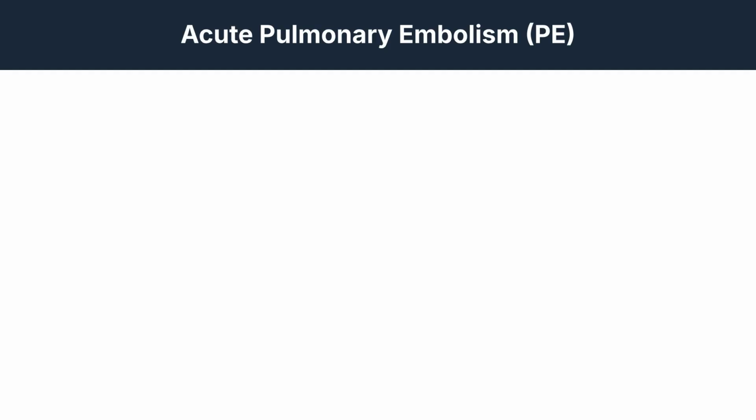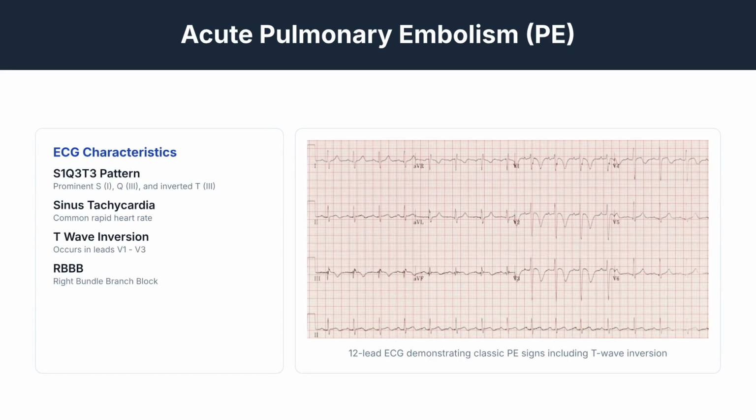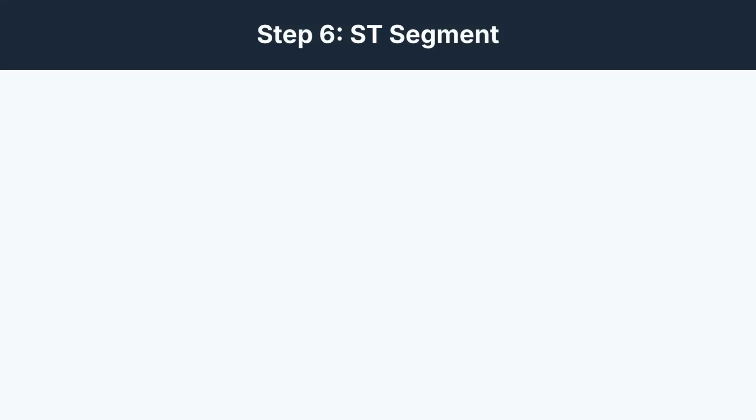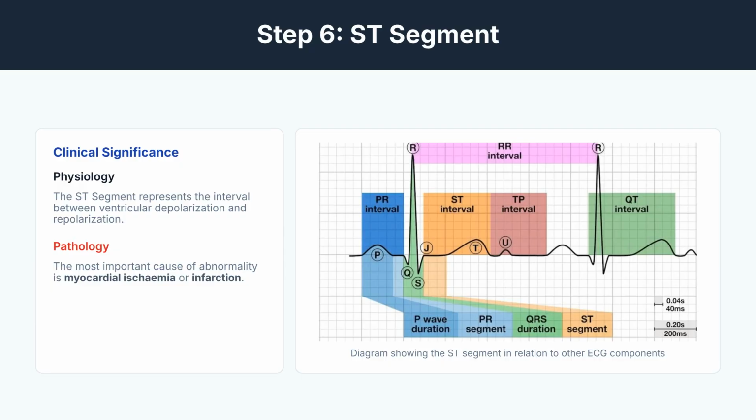An acute pulmonary embolism, or PE, can present with several ECG characteristics, including the S1Q3T3 pattern, sinus tachycardia, T-wave inversion in V1-V3, and often a right bundle branch block. Step 6 in the analysis is the ST segment. This segment represents the interval between ventricular depolarization and repolarization. Abnormality here is most commonly due to myocardial ischemia or infarction.